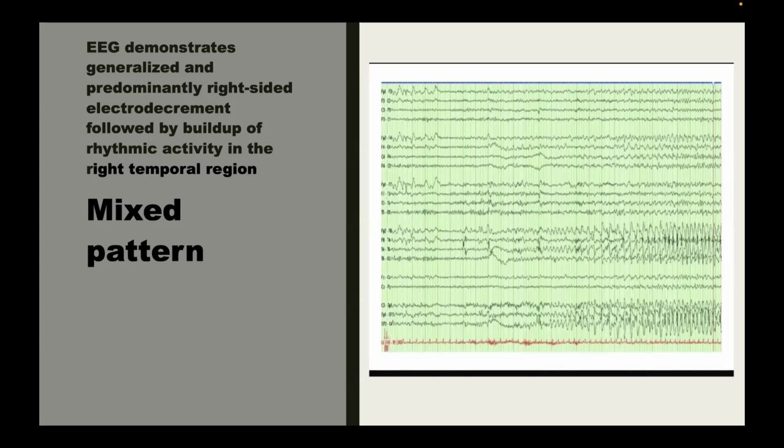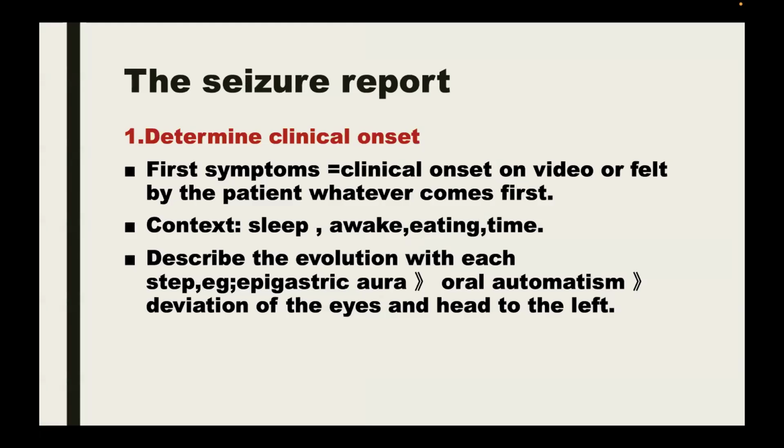So the area where the seizure begins is here, not here. So there is flattening of the background, then of the frequencies. This is the first part of this lecture. The second part: how to write the ictal report.